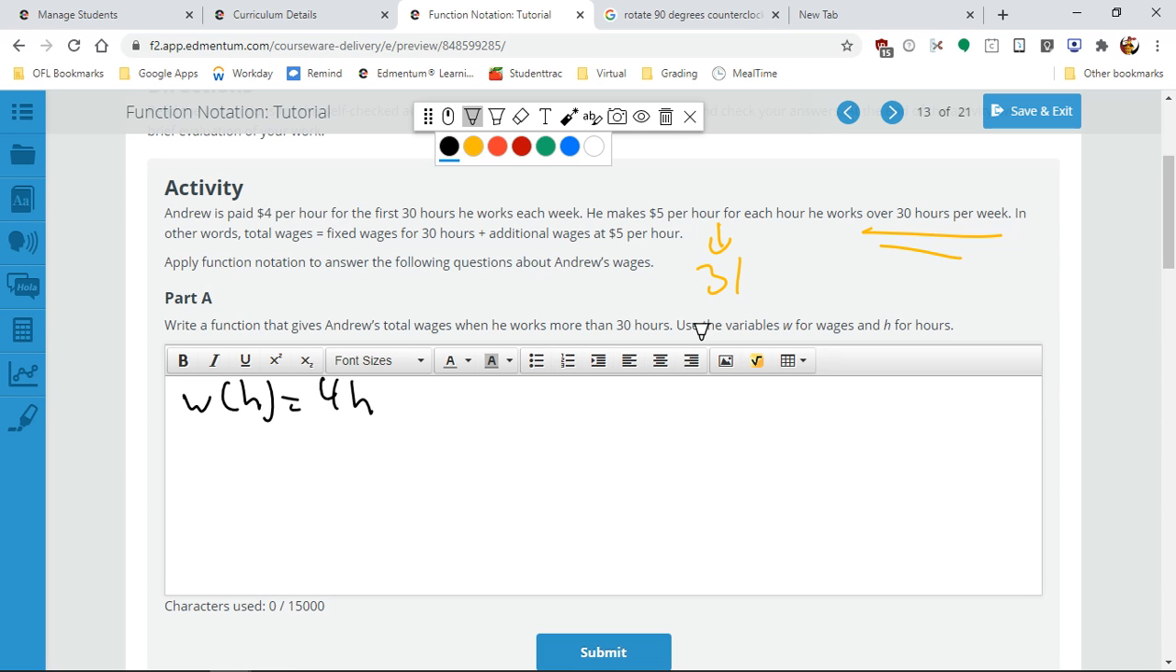That's exactly right. So what we're going to do here is add 5 times our hours minus 30. That's how this would be your answer to your question. We subtracted the 30 because that's how many hours they worked over 30. If he works 20 hours, that's not going to help us that much, right? He's not going to get that extra $5 because he didn't work those extra hours over 30.